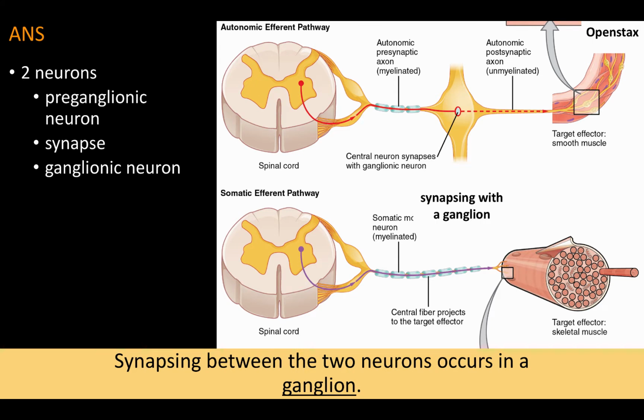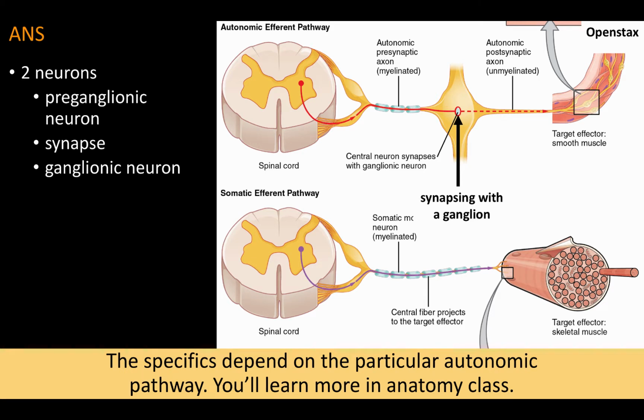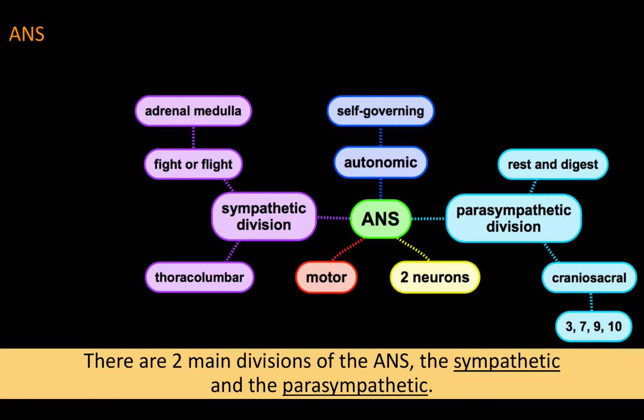Synapsing between the two neurons occurs in a ganglion. The specifics depend on the particular autonomic pathway. You'll learn more in anatomy class. There are two main divisions of the ANS, the sympathetic and the parasympathetic.